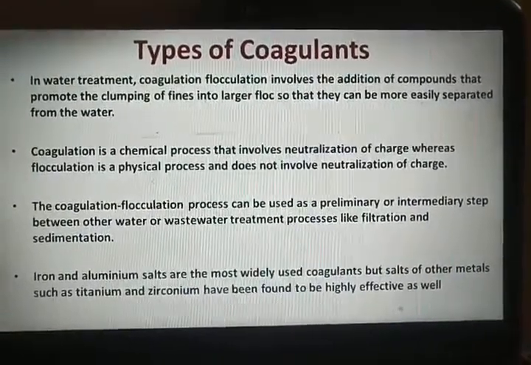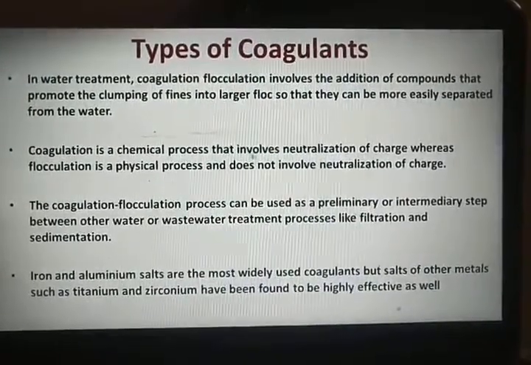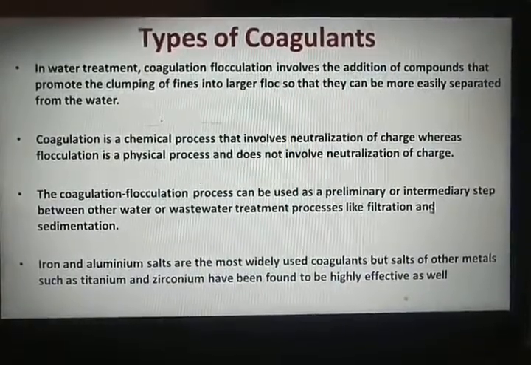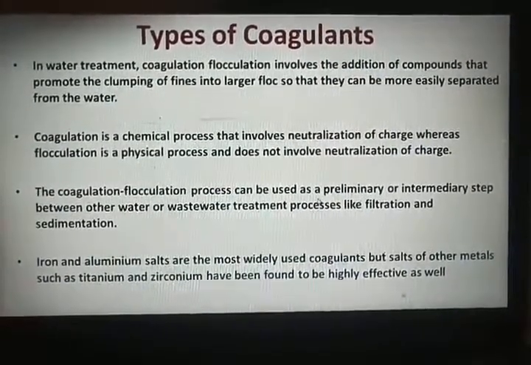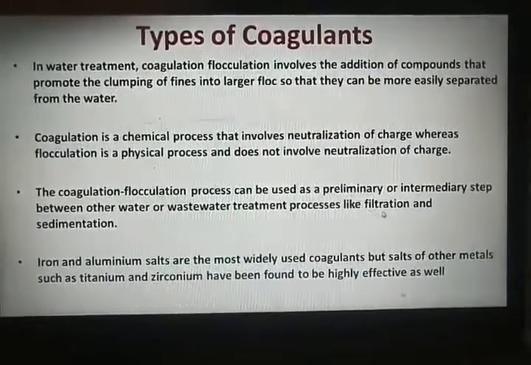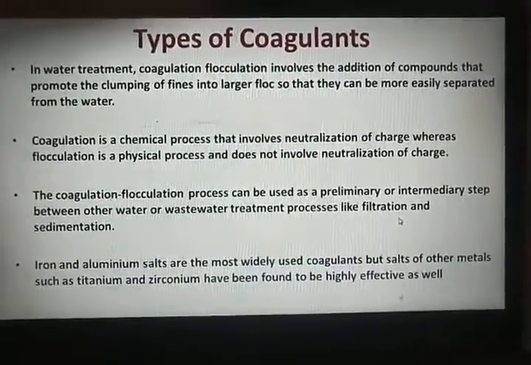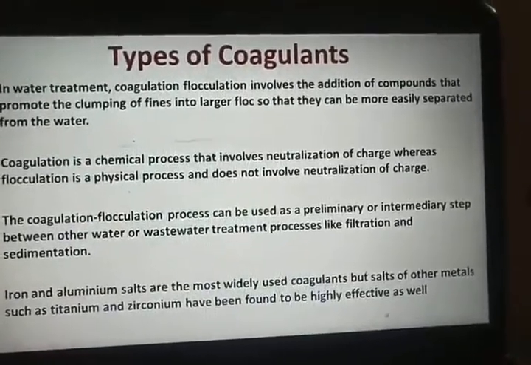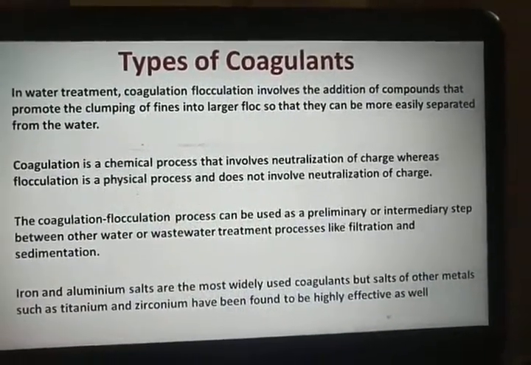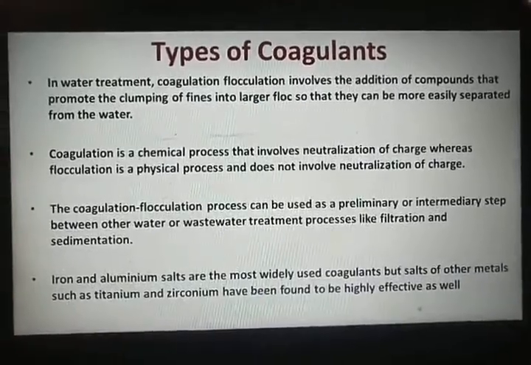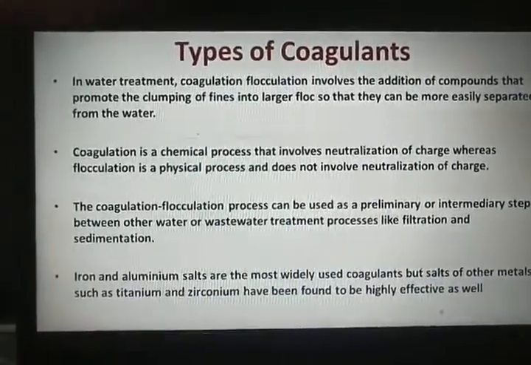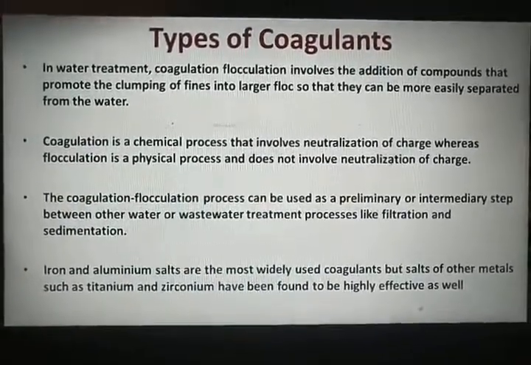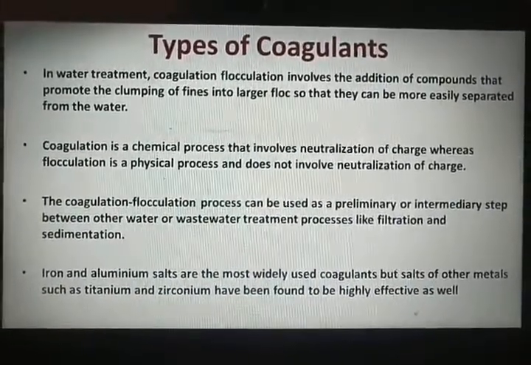or any other type of coagulants. Okay, the coagulation flocculation process can be used as a preliminary or intermediate step between water or wastewater treatment processes like filtration and sedimentation. Okay, so usually this is the pre-treatment process we employ before sedimentation in the treatment of water. And iron and aluminum salts are often used in the treatment of water.